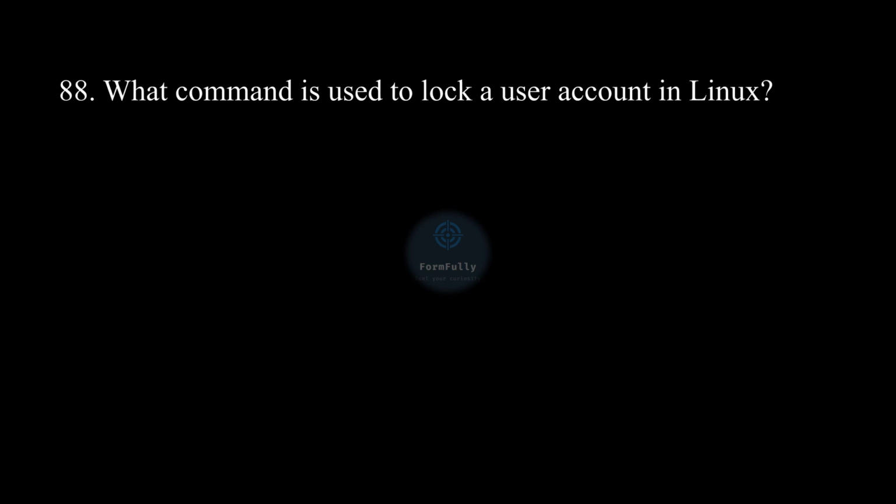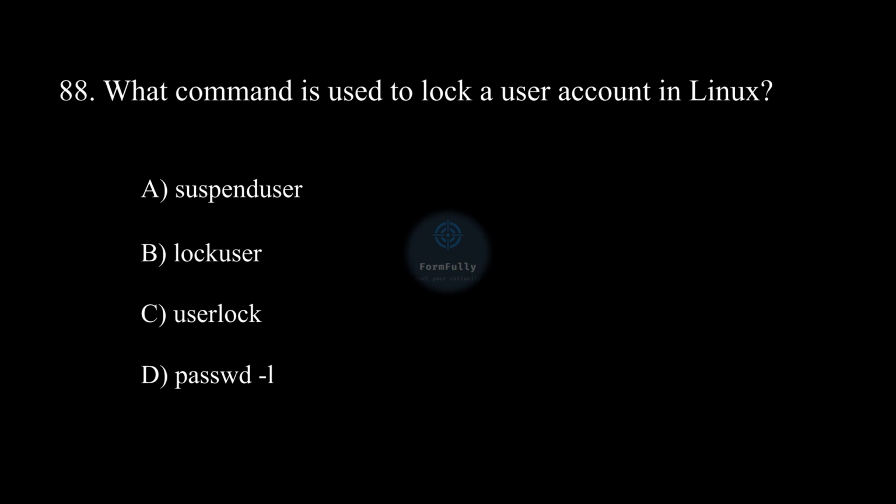What command is used to lock a user account in Linux? Options are suspend user, lock user, user log, passwd -l. So the correct command is passwd -l. Executing this command with the username locks the specified user account by adding an exclamation character in front of the encrypted password in the /etc/shadow file, effectively preventing the user from logging in while retaining the account and its settings. So correct option is passwd -l.